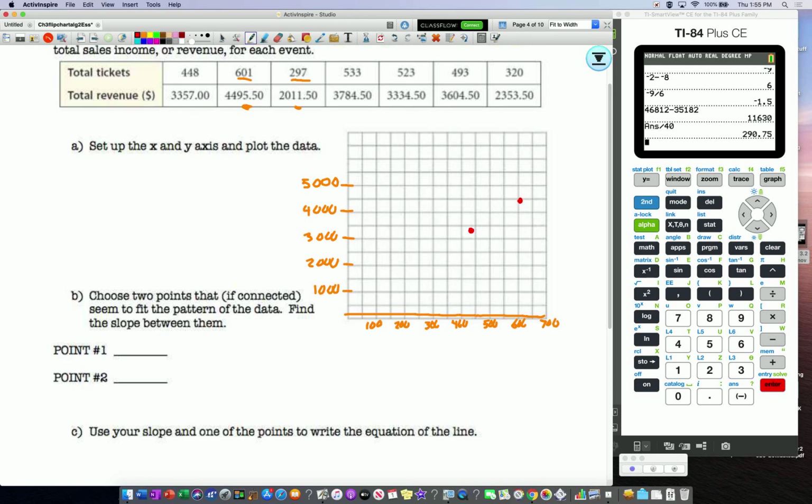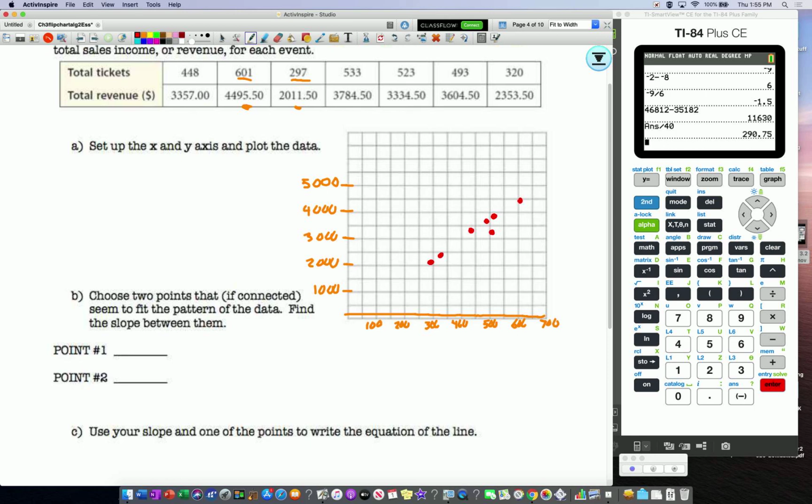297, just less than 300, up to just barely over 2,000. 533 and 3784, about right there. Sorry, that point was 533, that was right. 523 and about 3,300, about right there. 493, 36, about right here. And then 320, a little bit smaller, 2353. So it's maybe about right there.